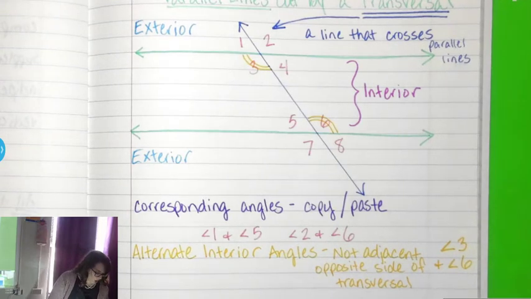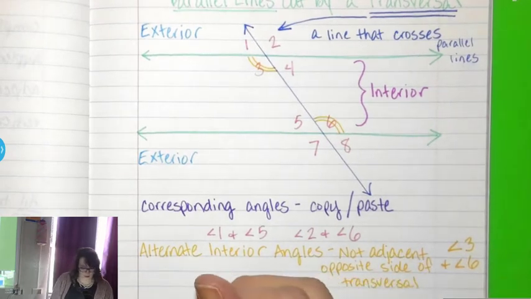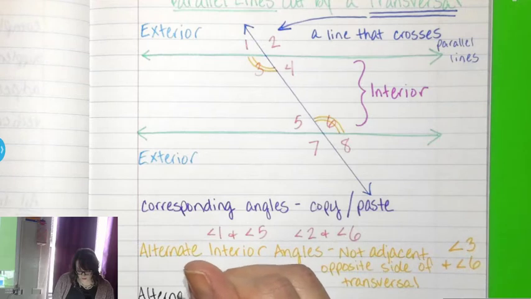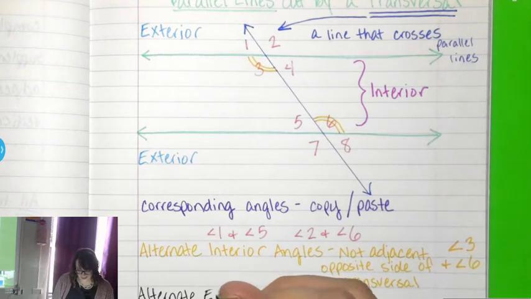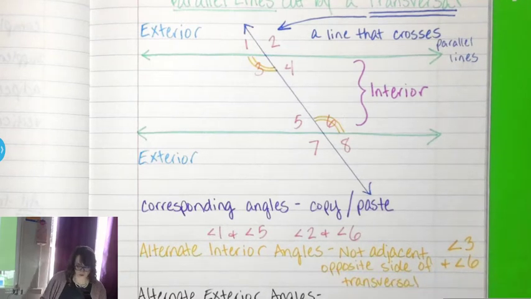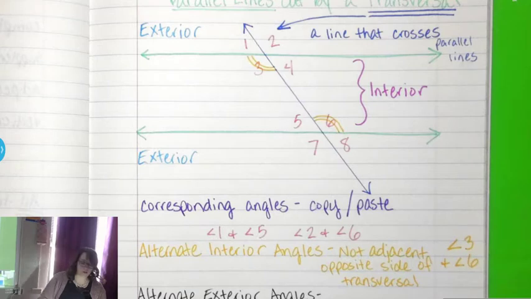All right, other one, alternate, which means to do what? Exterior, which is where? Angles. So we've got alternate exterior angles.